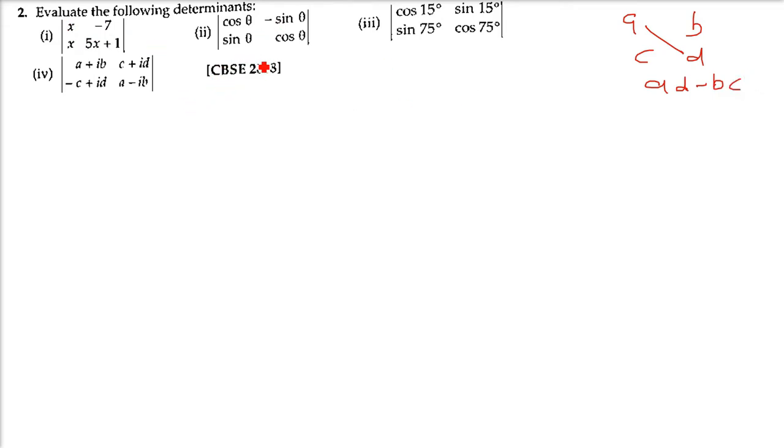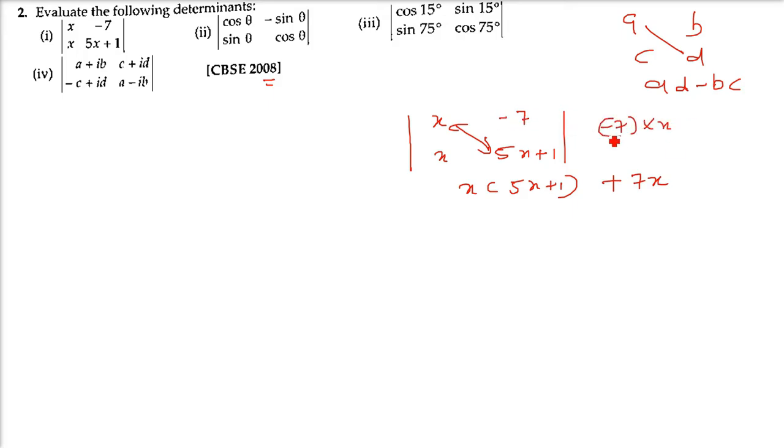First we'll take the fourth one, from CBSE 2008. The first one we are doing is x, negative 7x, and 5x plus 1. All of these you have to do like this. Just multiply these two, x into 5x plus 1, and subtract the multiplication of the other two. This is a way of cross multiplication. I'm making it plus because negative is already there. So minus 7 into x, minus minus plus, I have done 7 into x.